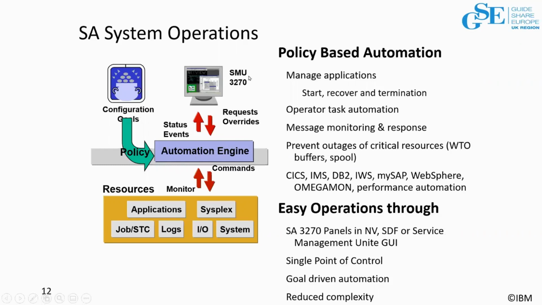Service Management Unite is a GUI interface. And old farts like me generally prefer the 3270 interface, and there's two different ones of those. So whichever user interface you use, you can send requests or overrides to the automation engine, and the automation engine will send status and events back to the user interfaces. So in response to status and events and requests and overrides, the automation engine will send commands to the resources, and it will monitor what those resources are doing to decide whether it needs to take any action.